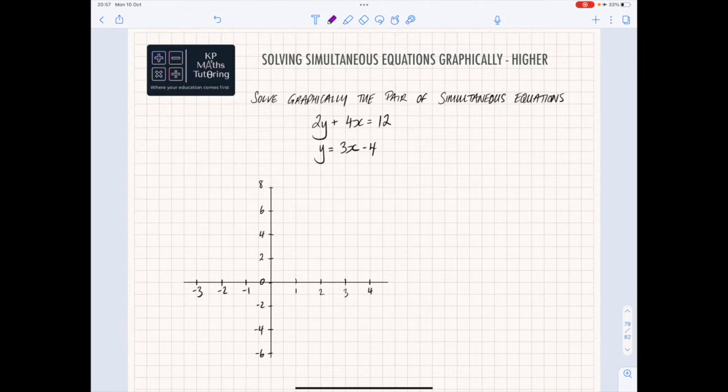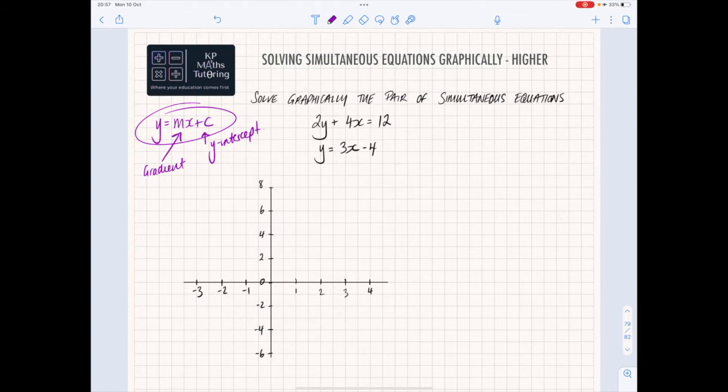Look at this first of all. Solve the pair of simultaneous equations 2y plus 4x equals 12 and y equals 3x minus 4. First thing you really want to always think about is this: is it in this format, y equals mx plus c? The m is the gradient and the c is the y-intercept.